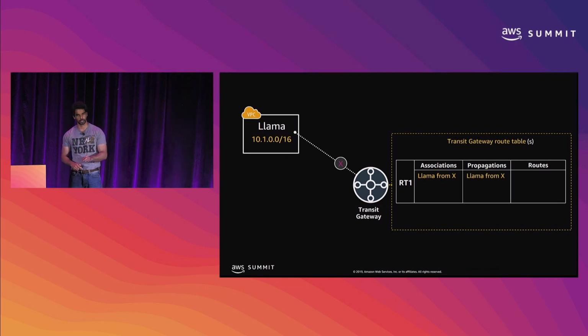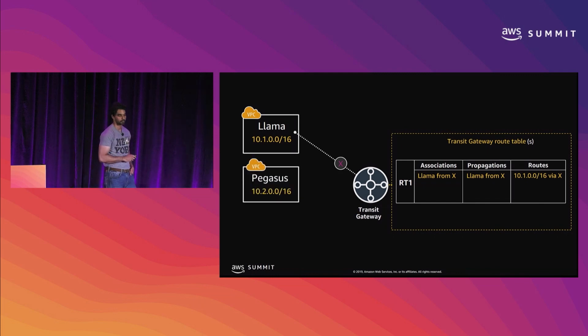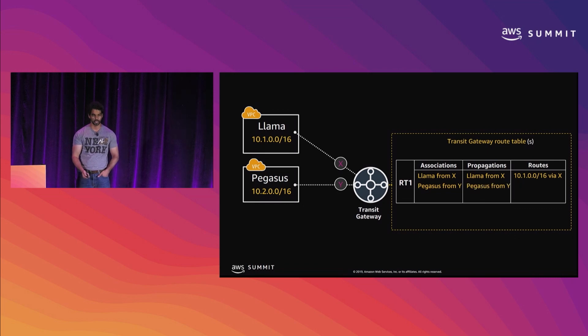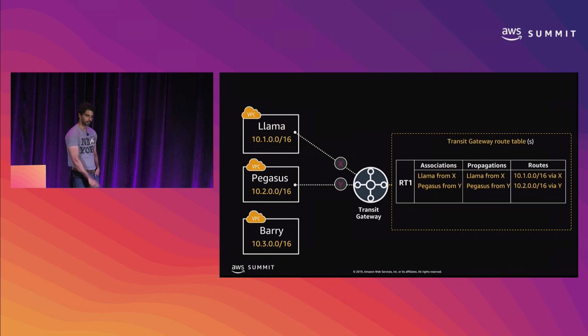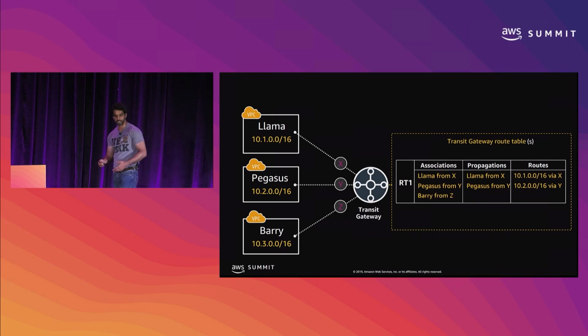We're going to enable propagation, and once you do that, the CIDR range 10.100/16 is automatically learned by the Transit Gateway and pushed into route table 1. We have VPC Pegasus. Attach it. We call it attachment Y. We associate this to route table 1, enable propagation, and the route is learned. Same goes for Barry. And if you're wondering where these names came from, these are all unicorn names. Then we have attachment Z. Same thing: associate, propagate, routes learned.